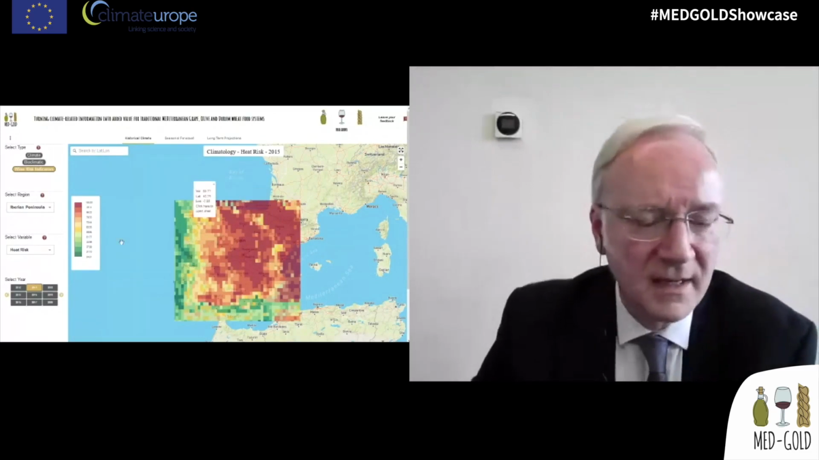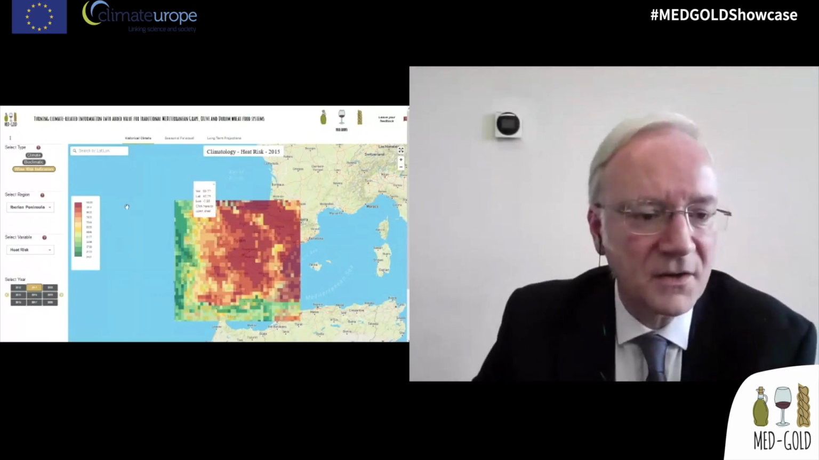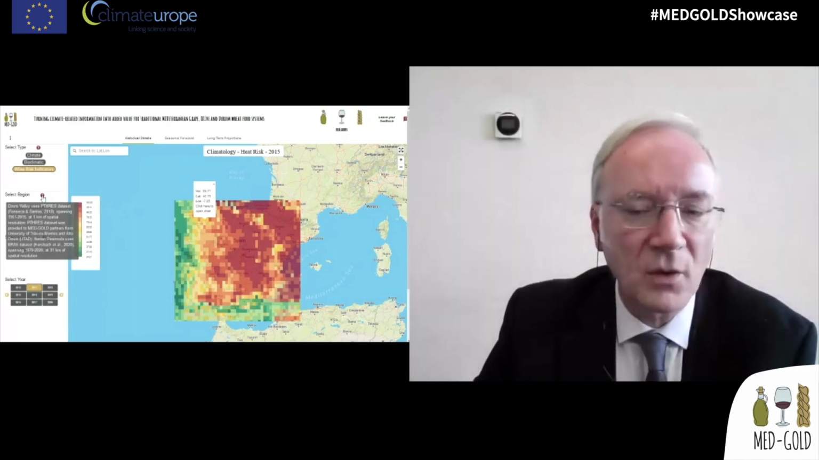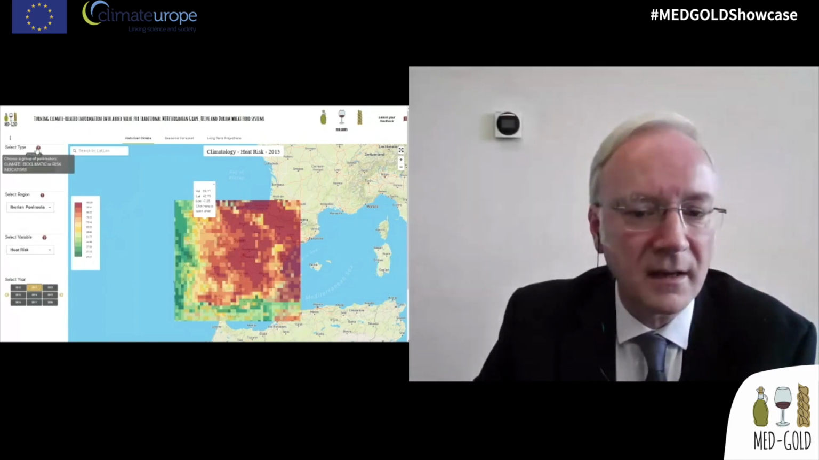So as you can see, the interface is very intuitive. You have all these small circles with a question mark, which provide information as to what you can choose and what you can see in the maps.